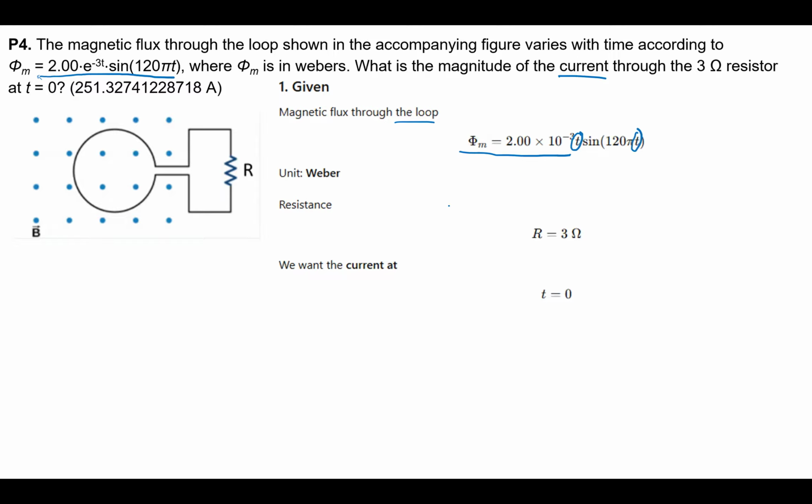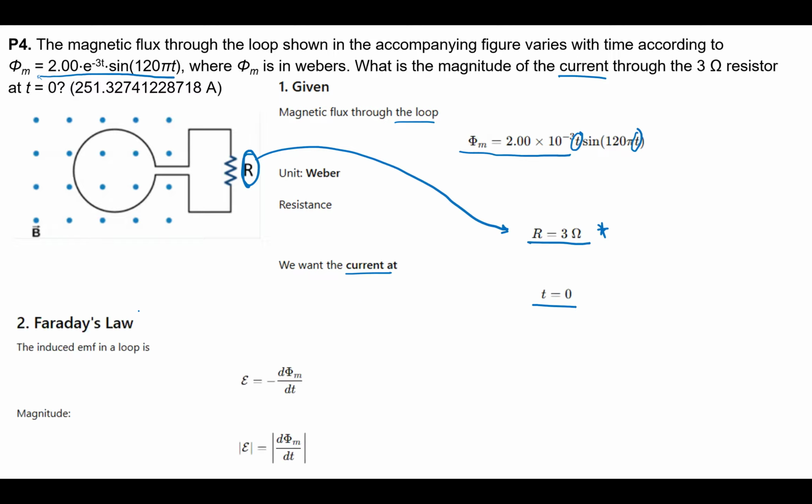We are also given that the resistance is 3 ohm, and we want the current through this circuit. What this is R. And we want to know what the current is at t equal to 0. So that's the question, and we have to start with Faraday's law.